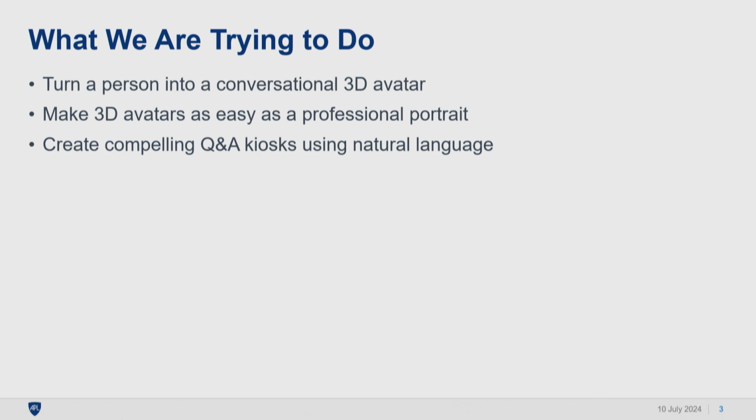We're going to show you mostly the making it look like somebody in particular, and a little bit of the interaction capabilities. What we're trying to do here is to make it as easy at APL to get a model of yourself that can be animated and manipulated just as easily as you could go to COM right now and get your professional portrait. So we're working on that process so that it's not new every single time. I already talked about the Q&A kiosks.